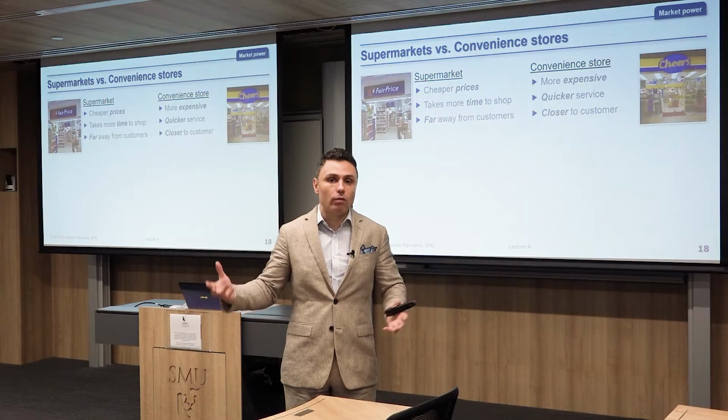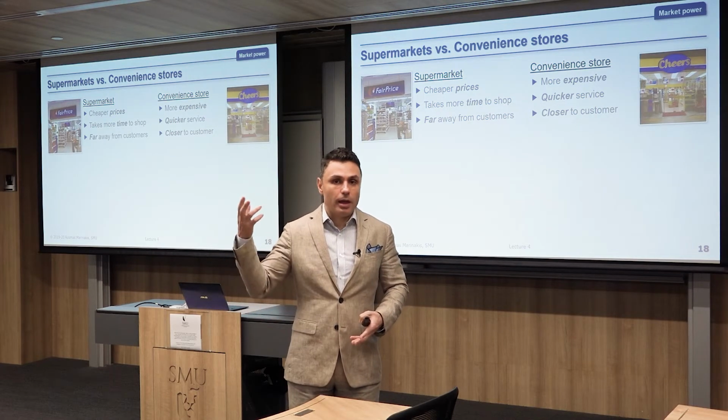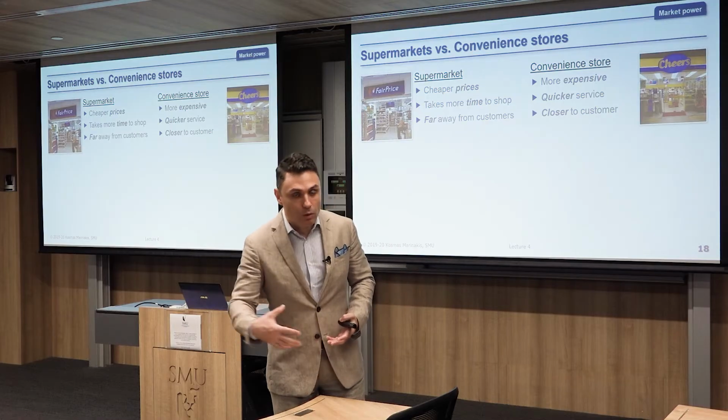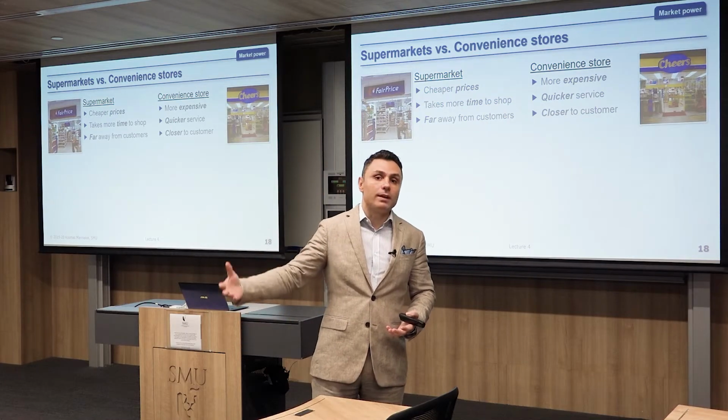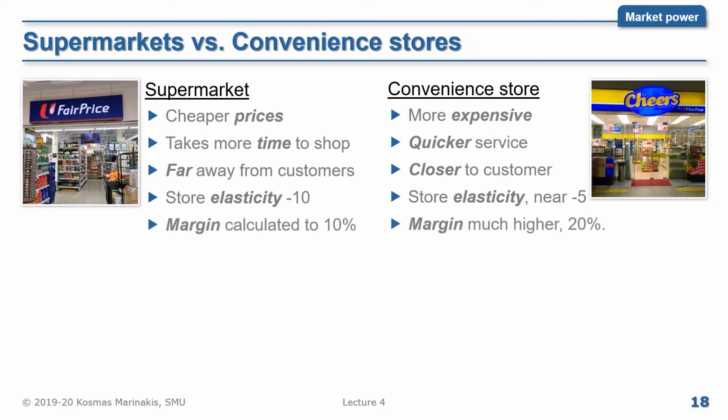There are many more convenience stores than supermarkets, so I guess the average person, the representative agent, will be much closer to a convenience store than to a big supermarket. The store elasticity is calculated by researchers for a supermarket at -10, for a convenience store at -5. The profit margin of the supermarket is 10%, the profit margin at the convenience store is 20%.